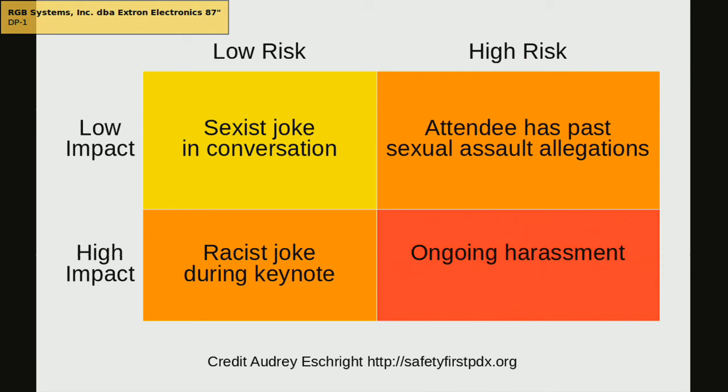And then the second framework is impact. Does it impact one person? Does it impact multiple people? So if someone says a sexist joke in a private conversation, then that would be a low-risk, low-impact situation. With the caveat, of course, that whisper networks exist. People talk to each other, and if you badly handle a code of conduct issue, then people will find out about it. So when you're thinking about impact, think not just about is it the one person, but also what would happen if a whole bunch of people heard about it.